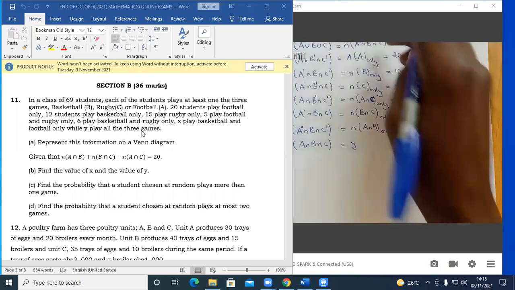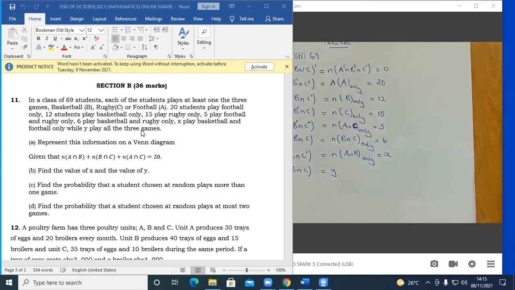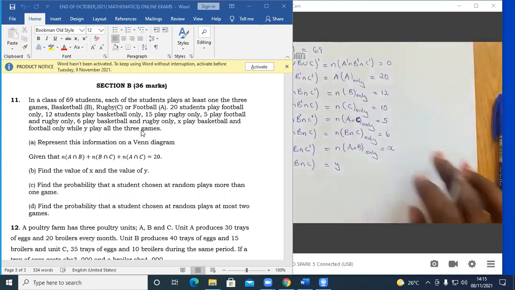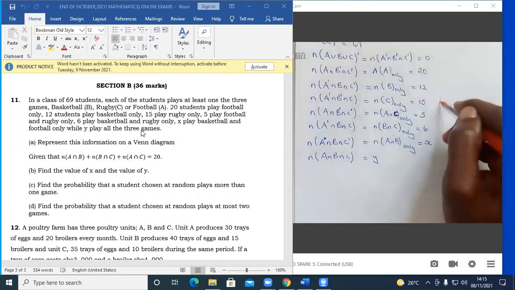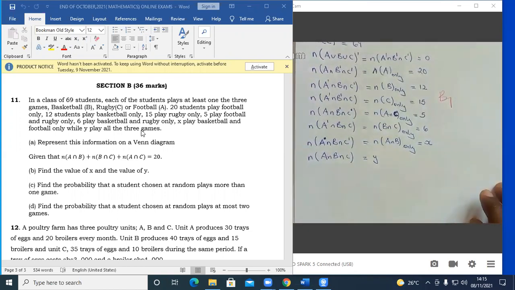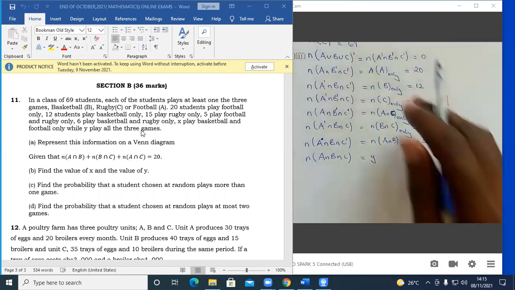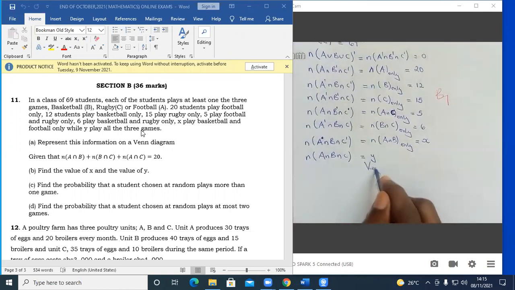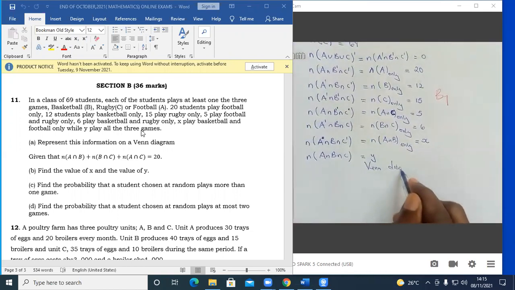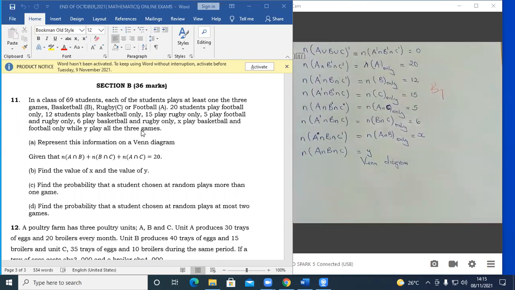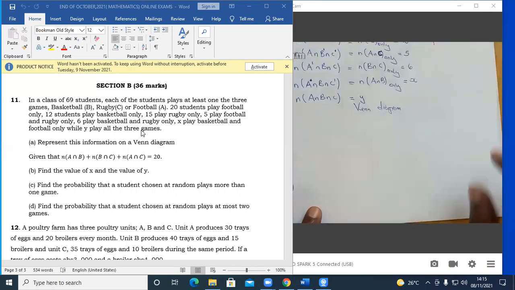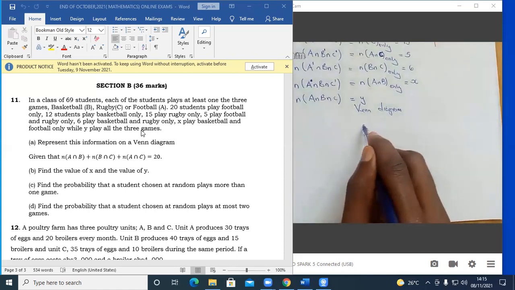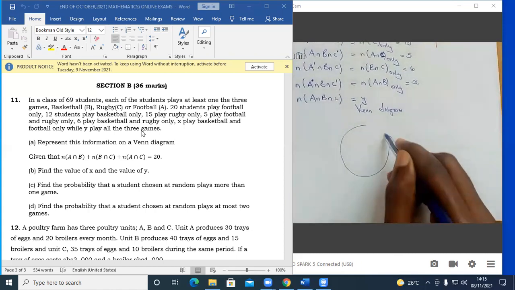So after, there's a mark for collecting this information. A student who has collected all this information and interpreted it, put it in a set language like this, gets B1. You get a bonus there, 1. Then after this, you go and draw a Venn diagram. Then you use it to answer any other question that comes.